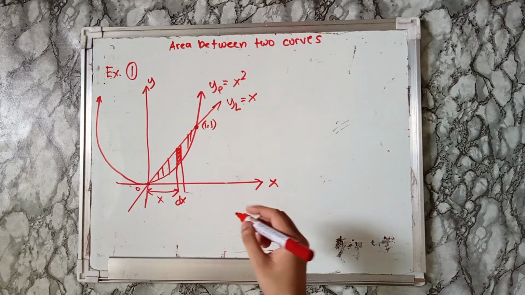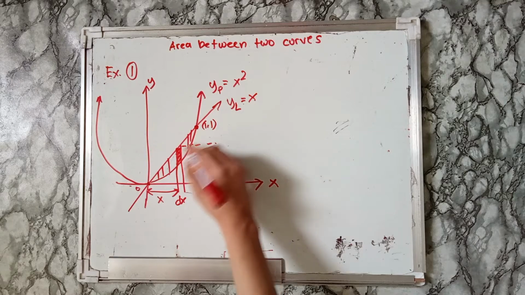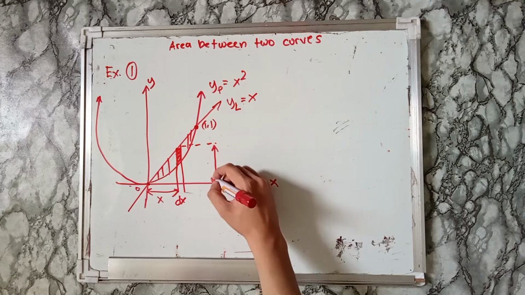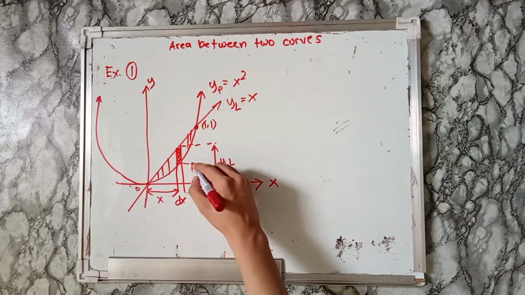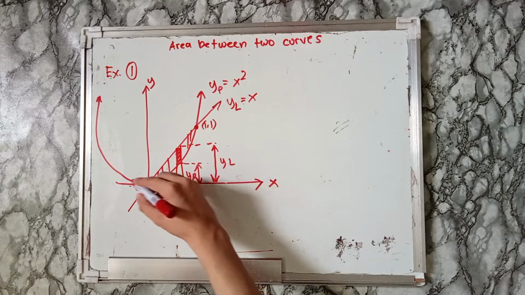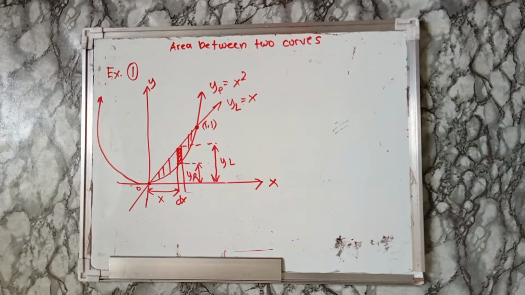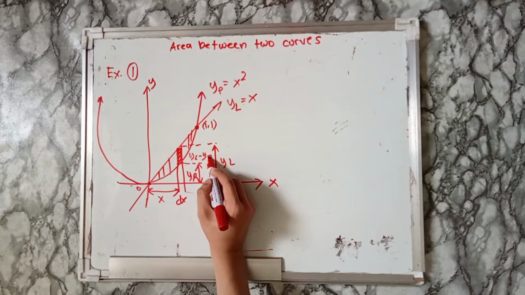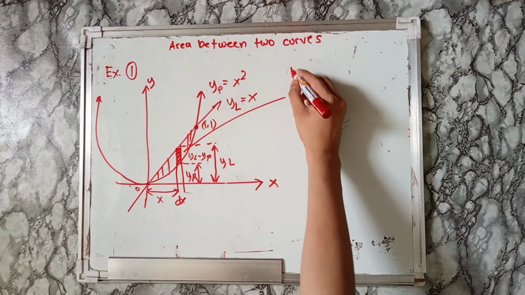So now, labeling is very important. Now, the point here is along the line, so let's label this as YL. And this point, let's label this as YP, since it is along our parabola. So the area here is just YL minus YP. So now if we take this out, let's put it here.